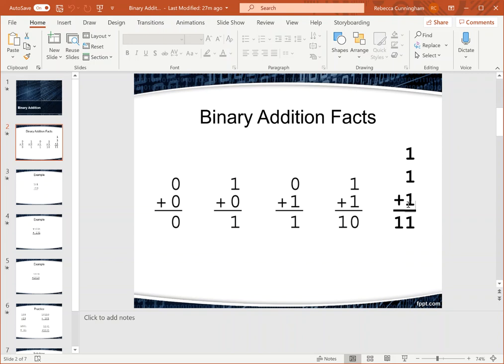And 1 plus 1 plus 1, which sometimes we run into with carries, and you'll see some examples of that in just a little bit. 1 plus 1 plus 1 is 3. And how do we write 3 in binary? We write 1, 1. So these are our facts that we have to deal with when we are adding.